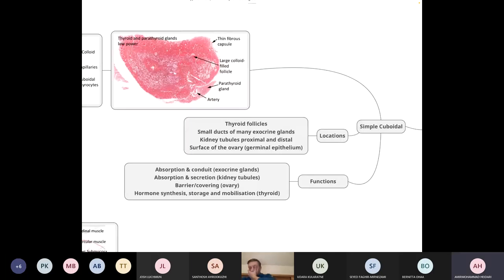Yes, thank you very much, Mariam. And periodic acid Schiff is important. It comes up a lot. So functions, as I said, are exocrine glands, absorption. It's also a barrier or a covering. And you also use them to synthesize your hormones inside, and store and mobilize them.